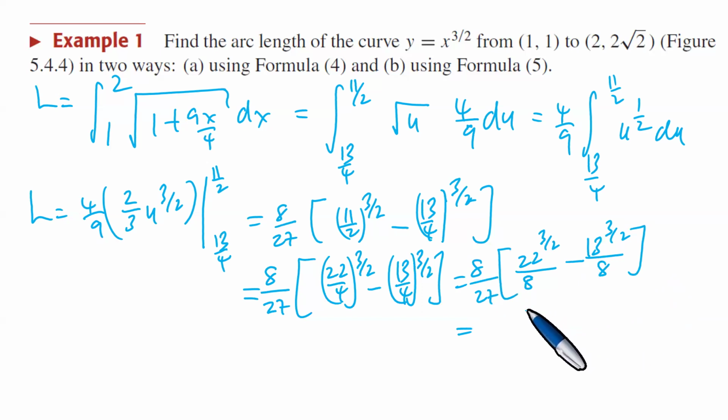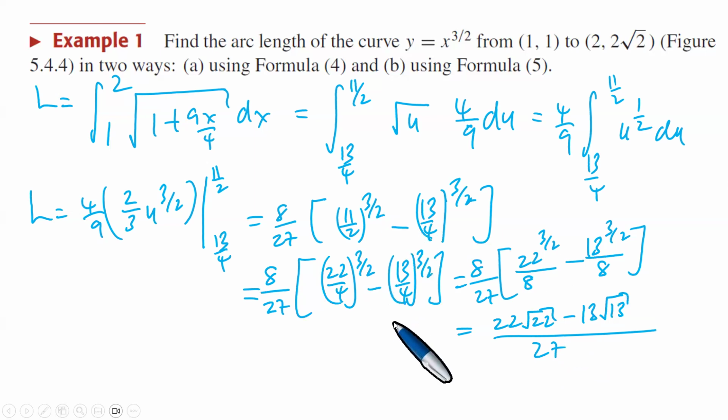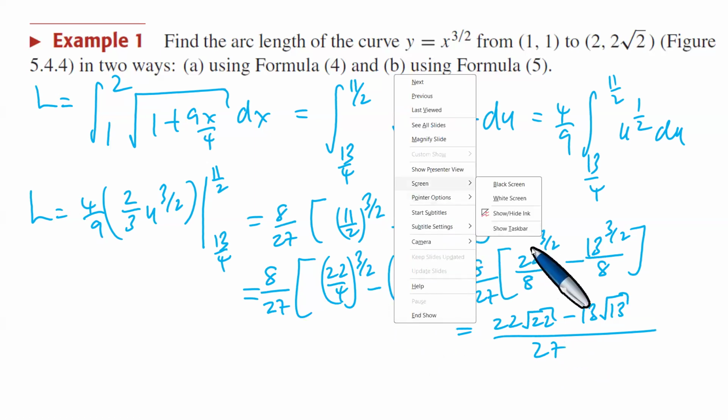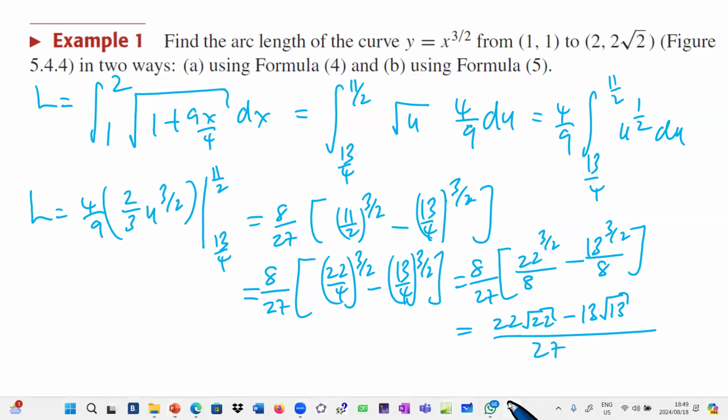This cancels, and then you have the square root of 22, 13, the square root of this. You divide by 27, like so. Because the 3 over 2 is the same as 1.5. So it's 1 plus 1/2. This is to the power 1, and the square root means that it is to the power 1/2. Let us just, well, it's not necessary, but we can show with the calculator that the answer is that.